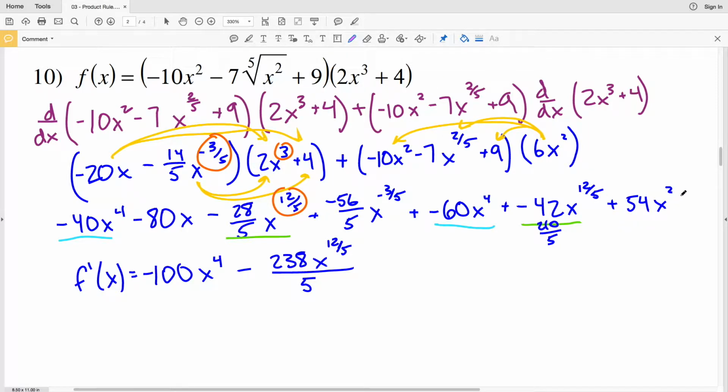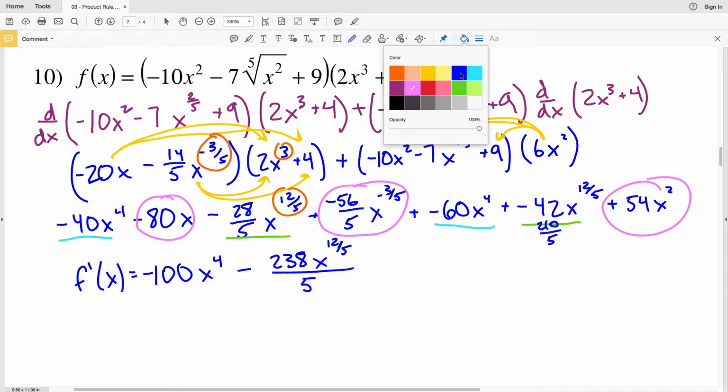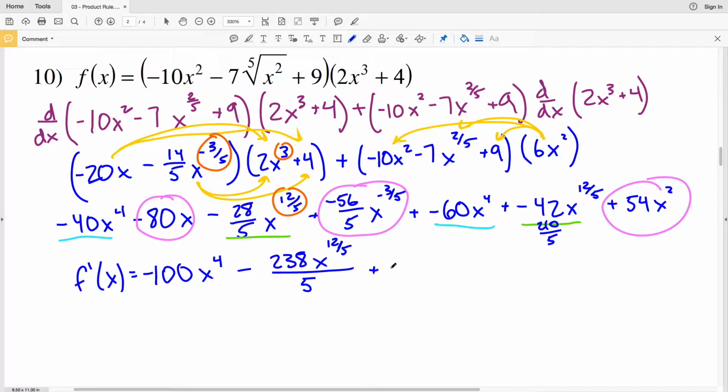So then I'll add 54x squared, and then I'll subtract 80x, and then finally I'll subtract 56 over 5 times x to the negative 3/5. So again, now I'll add 54x squared, then I'll subtract 80x, and then I'll subtract, because this negative was added originally, so now I'll subtract the positive 56 all over 5 times x to the positive 3/5, because I'll rewrite x to the negative 3/5 as 1 over x to the positive 3/5.